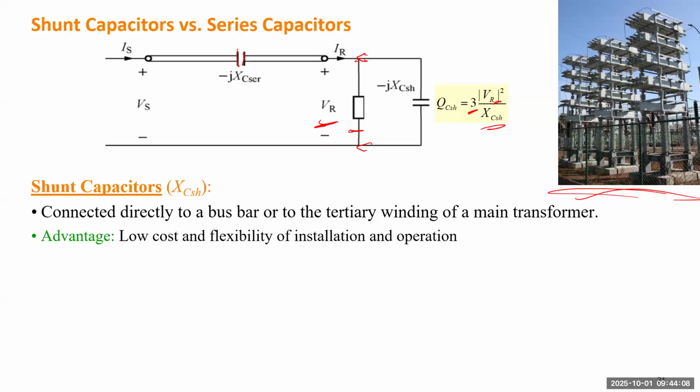The advantage is that the cost is low. It's very flexible to install and operate. You just place the substation next to the load, and the load here can be one city. If you drive along the Palisades way, you can see there's one capacitor bank there.